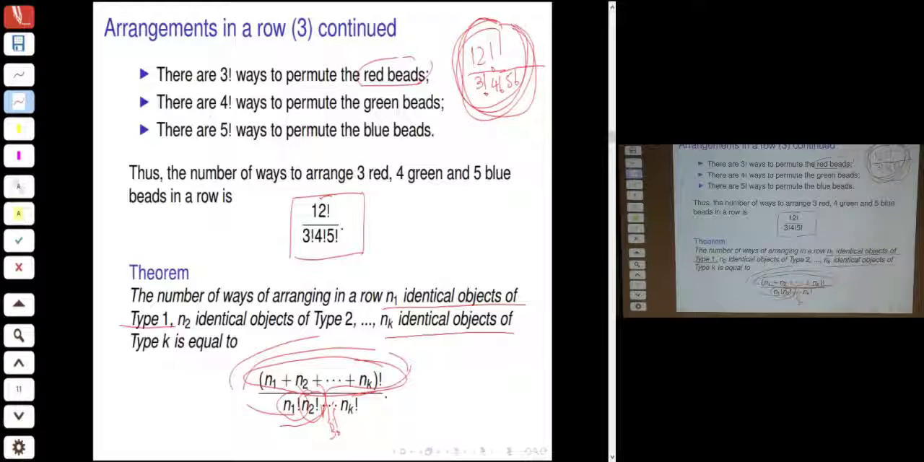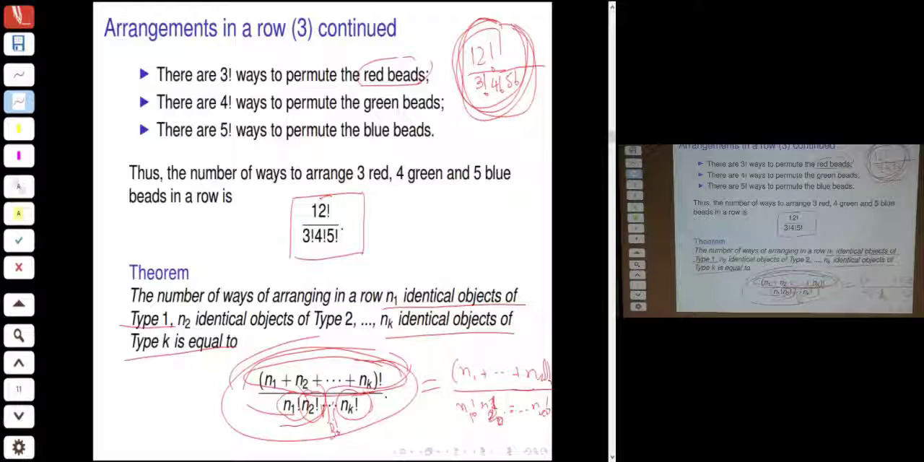and so on up to color k, where you have nk balls. The total number of ways of arranging them among each other is nk factorial. So you divide the previous number by nk factorial. So the total number is (n1 + ... + nk) factorial divided by n1 factorial, n2 factorial, up to nk factorial. Okay?